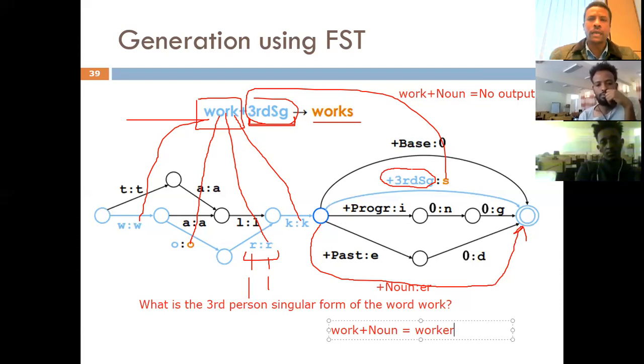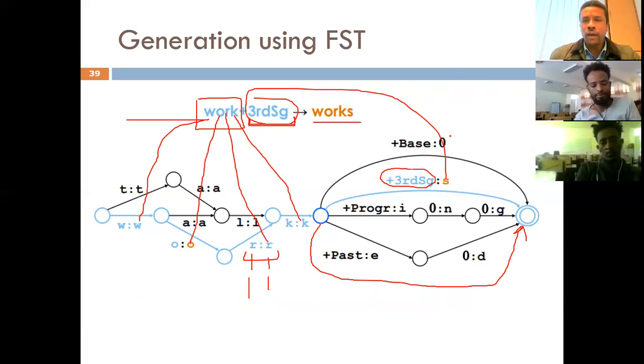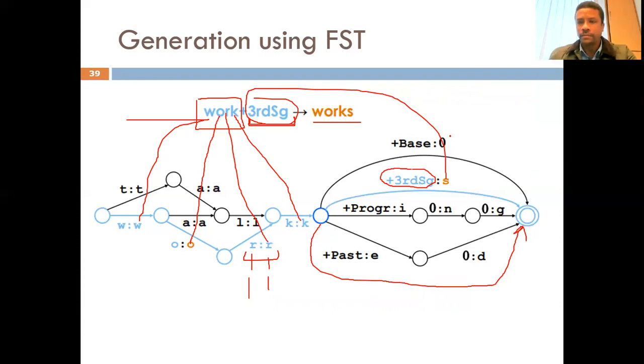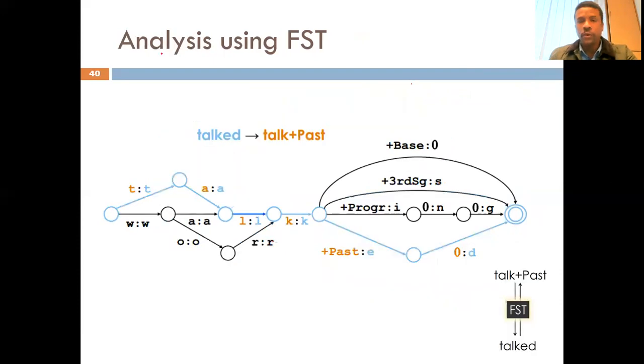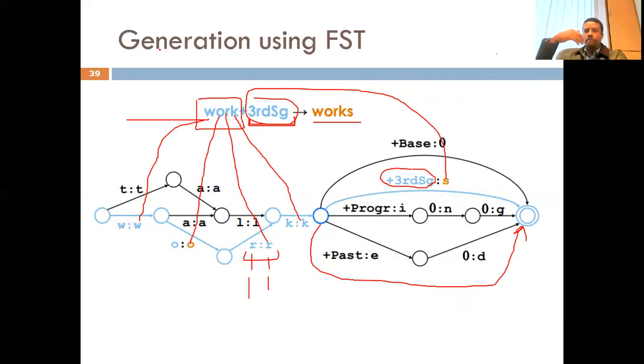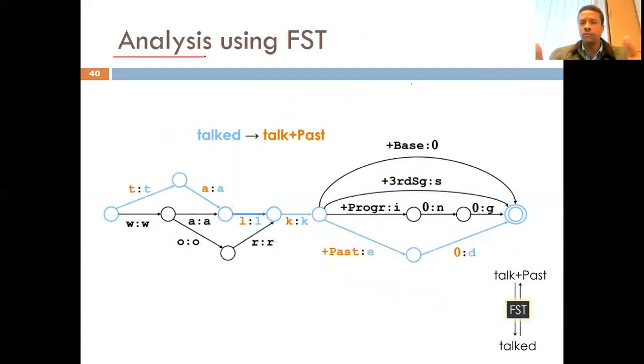Okay. So if you don't have any question, then let's move on to the next step on the same type of model. So this is for generation. As you can see, it generates a word. What if I ask you to analyze? Analyze means I'll give you the word and I want you to tell me the property that it has. So if I give you the word talked, what do you do? The process is the same.